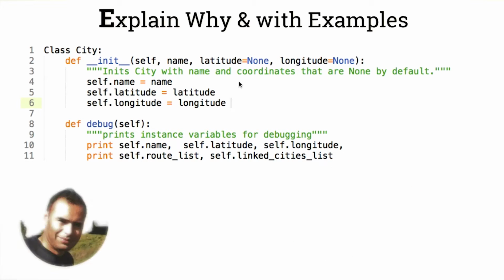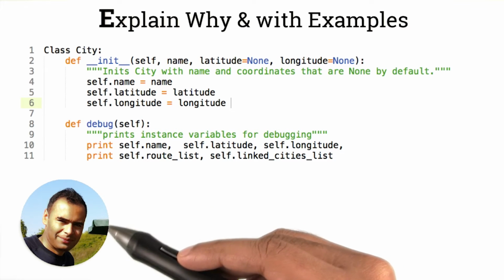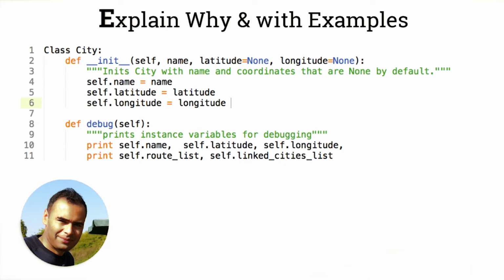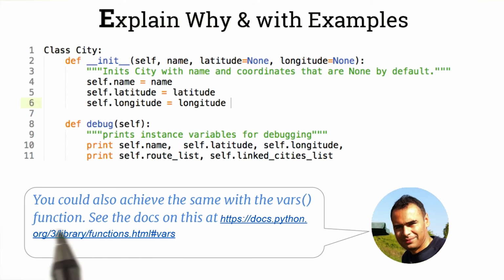Now, this code was reviewed by Imran Nazir, who is a Udacity code reviewer, and we absolutely love what Imran had to say about this code. Let's go through it together. Imran says that you created a specific method for printing out the internals of an instance. This showed foresight. Well done. So Imran is identifying what the student did well. That is good. He goes on to say that you could also achieve the same thing with the vars function.